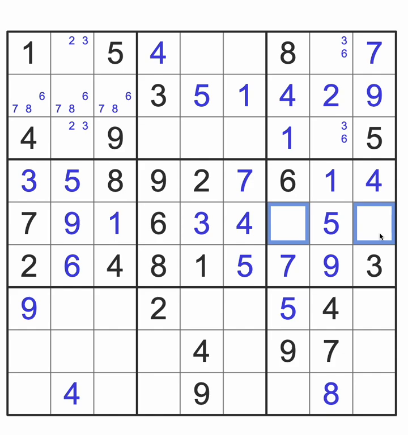Okay, and here's 2 and 8. And 8 here makes this 2, and this will be 8. The last number of this column is 3. And these are 1, 2, 6, but I don't think I can solve that. So let's move on.